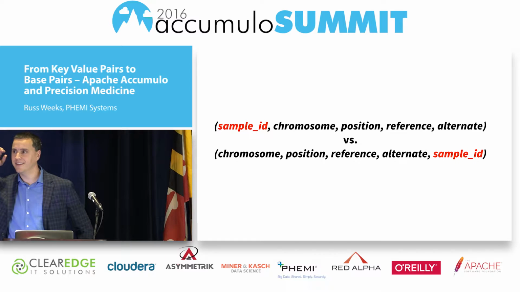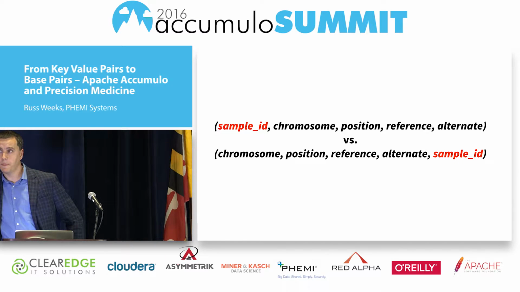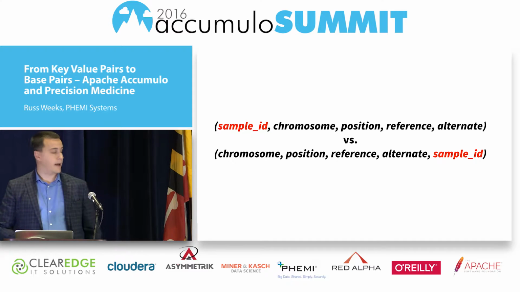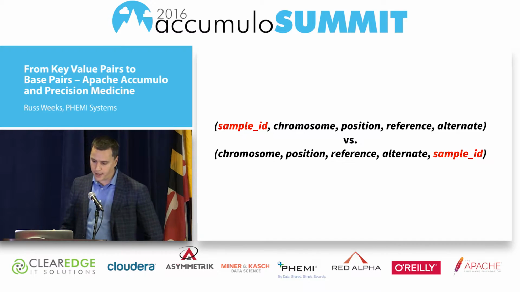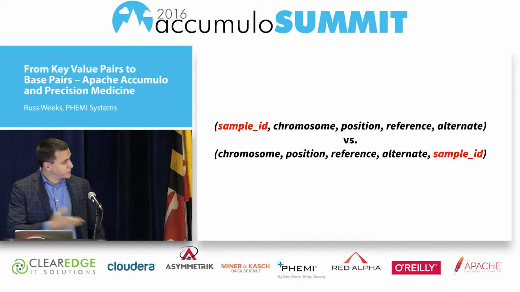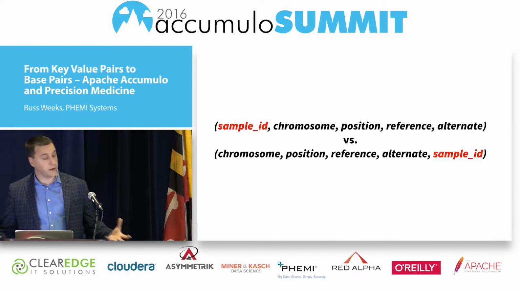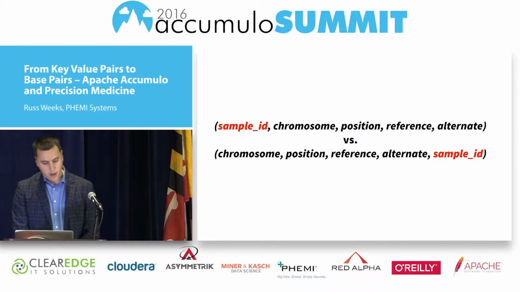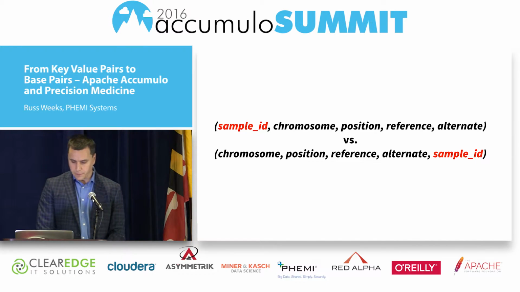Pardon me? Yes, it does. It affects the sort order of the tuple. And in doing that, in the first form of the key, all of the variants for a certain sample will be grouped together logically. They'll be adjacent to each other. And in the second form, all of the samples in which a certain variant was observed will be grouped together.